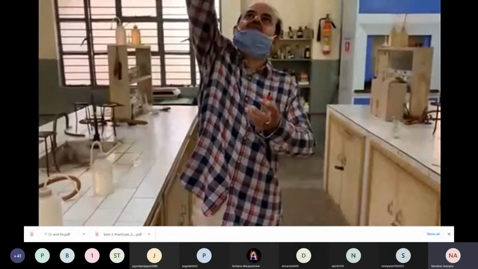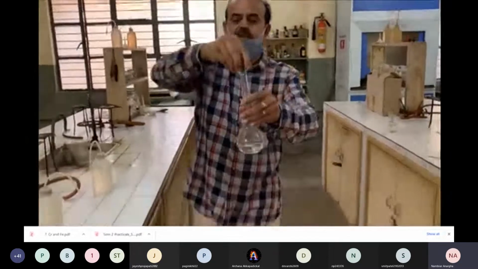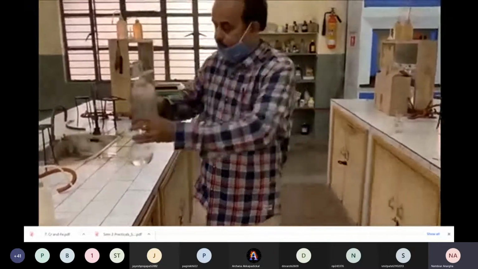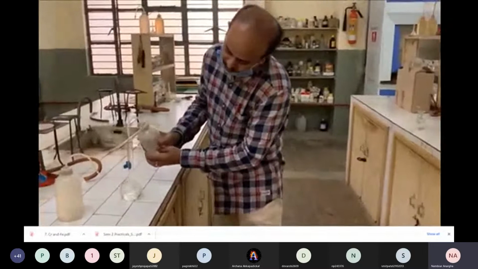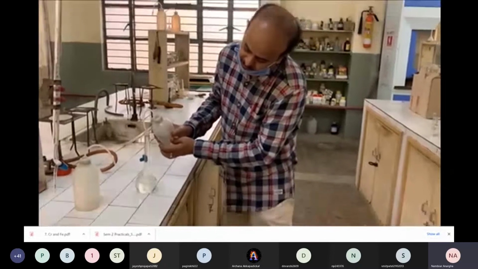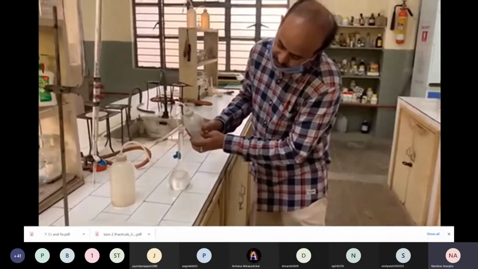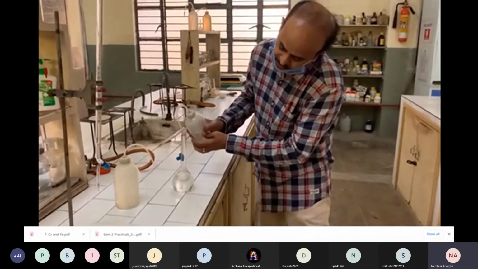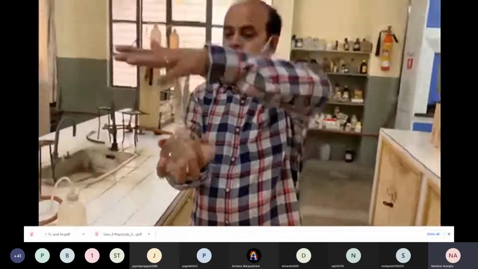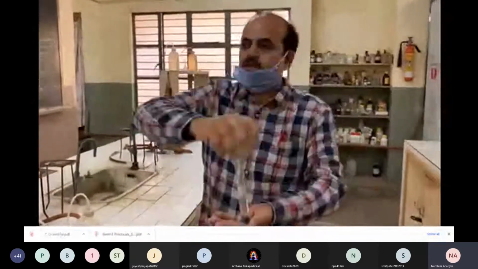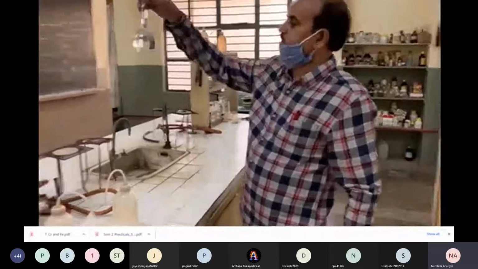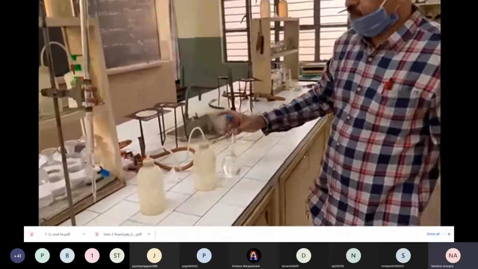Once it is completely dissolved, and no solid particles are seen, I can fill it full with water. I am going to add distilled water to the maximum, that is, it is indicated by a mark. Now I will shake it thoroughly again. So now this solution is ready. This is standard solution of zinc sulfate.